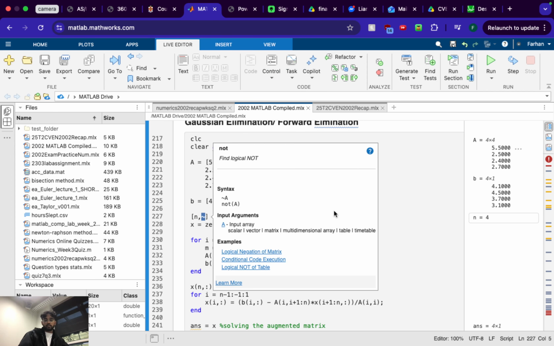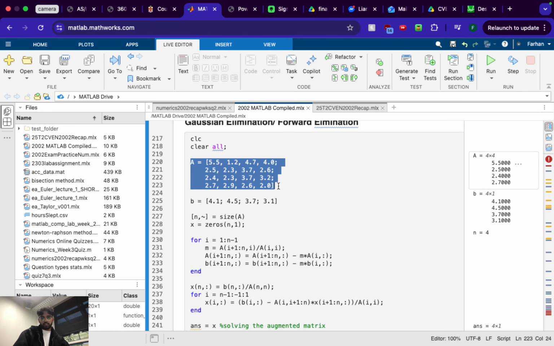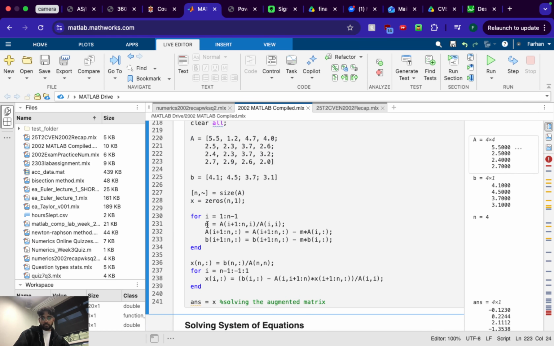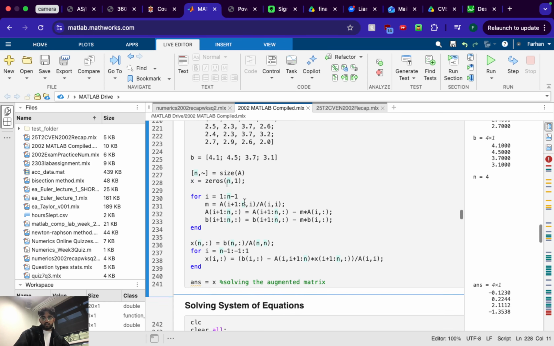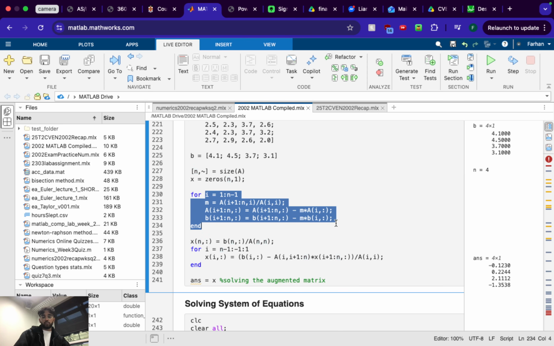Oh, it's not A. Okay, cool. So that just means complement, right? For size A, size A being the size of this matrix up here, so that's a 4x4. You start up an array with just zeros, right? That's what that does. And this is pretty much your code for doing Gaussian elimination.